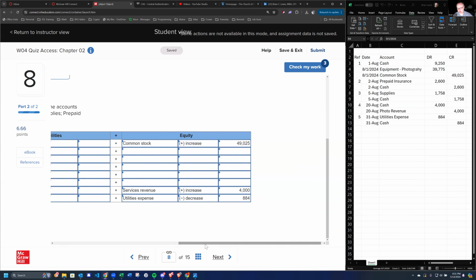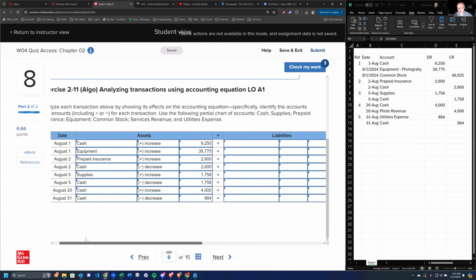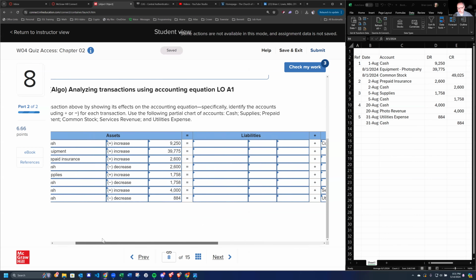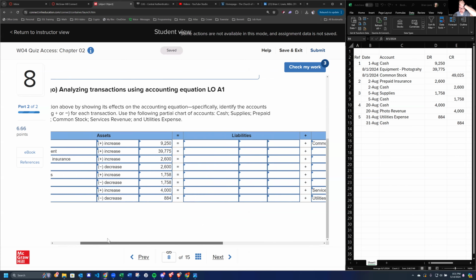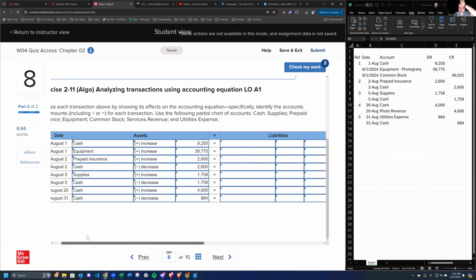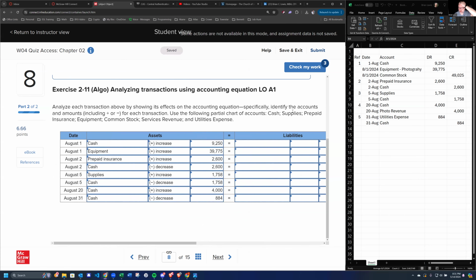Okay. Now, I think I got everything there. There were no liabilities. We didn't see any liability items, so I think it's kind of a trick. They have it in there because they just say cash, supplies, prepaid, insurance, equipment, common stock, services. Yeah, there are no liabilities in all these transactions.